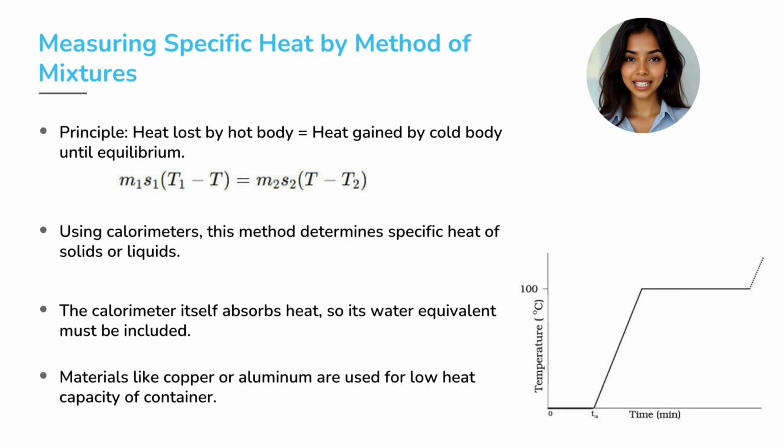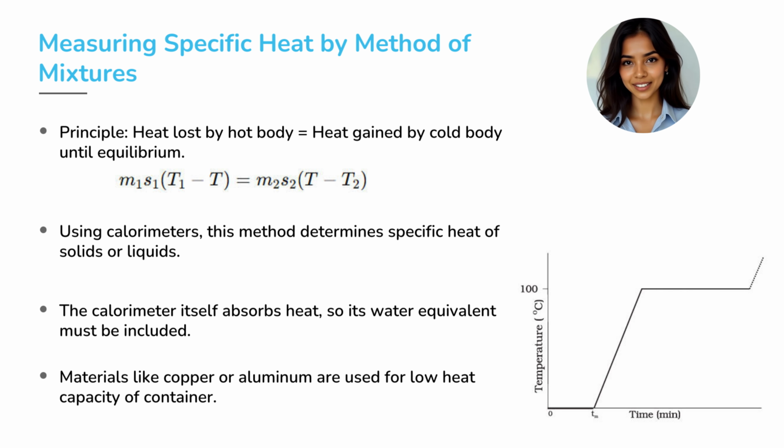Alright, time to get experimental. How do we actually measure specific heat? We use a process called calorimetry, based on one simple but powerful principle, the law of conservation of energy. When a hot body and a cold body are placed in contact, the heat lost by the hot body equals the heat gained by the cold body until both reach the same final temperature.